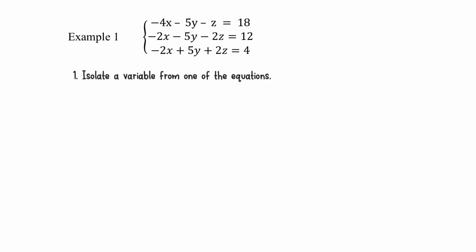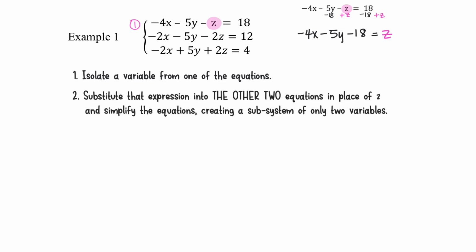The first thing I'm going to do is isolate a variable from one of the equations. So I'm going to choose the first equation and solve for z. So now I have an equation for z in terms of x and y. So negative 4x minus 5y minus 18 represents z.